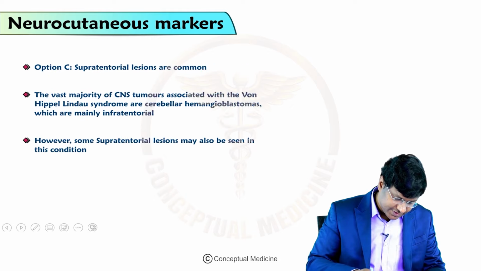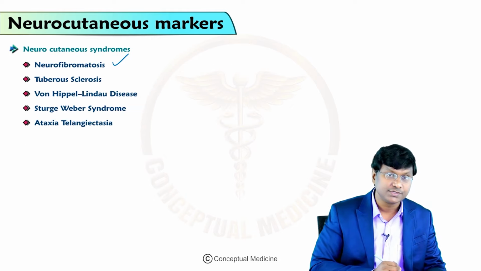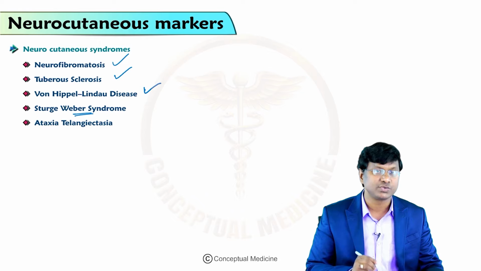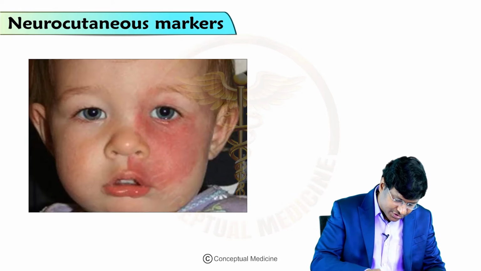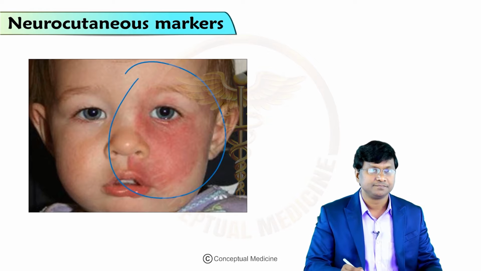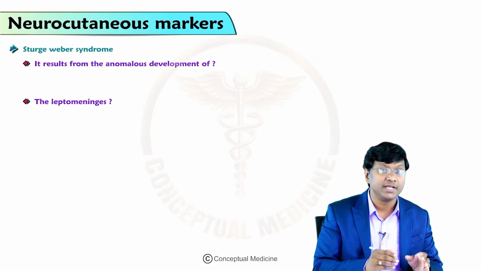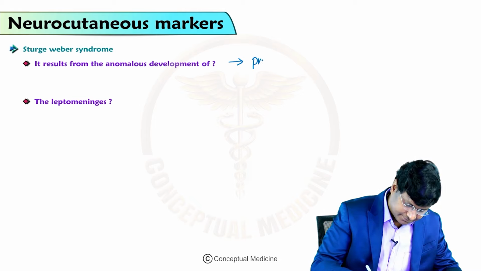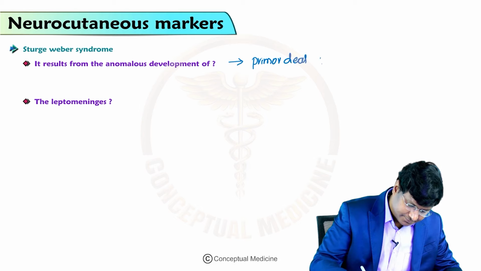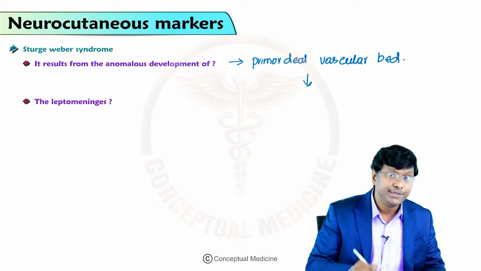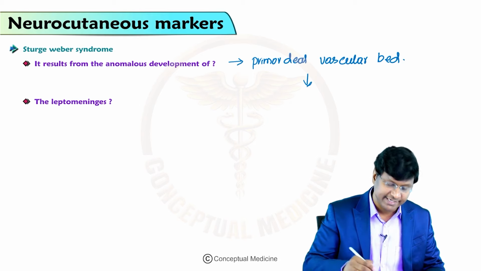So now you see here what all we have discussed. We have finished neurofibromatosis, tuberous sclerosis, and von Hippel-Lindau disease. Now coming to Sturge-Weber syndrome. You see this question on a patient with Sturge-Weber syndrome where you have the presence of a nevus. This Sturge-Weber syndrome results from the anomalous development of a primordial vascular bed during early stages of cerebral vascularization.